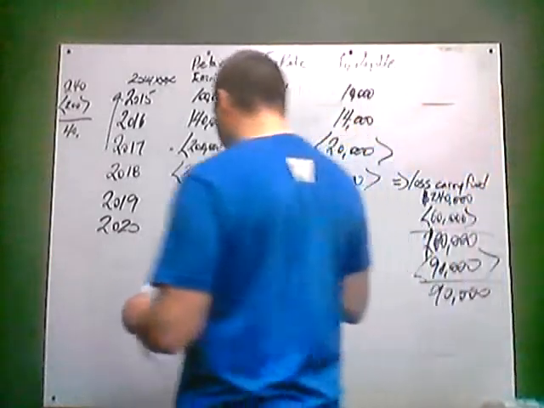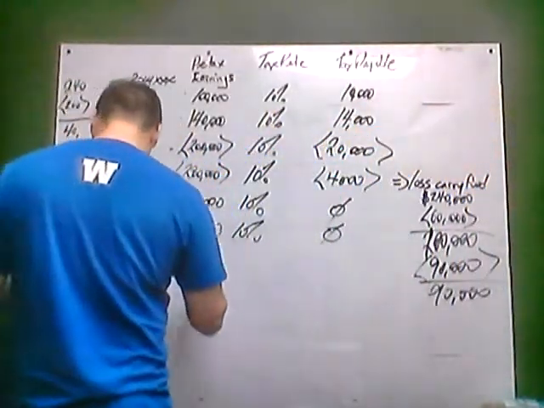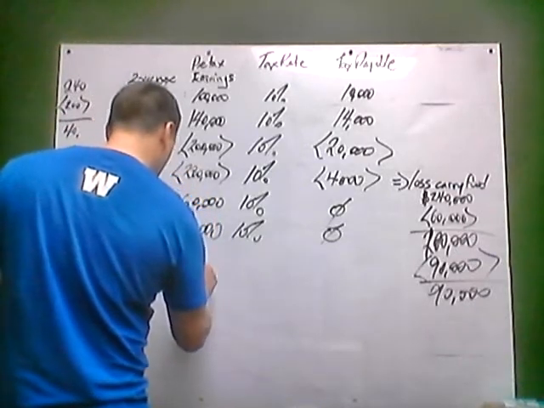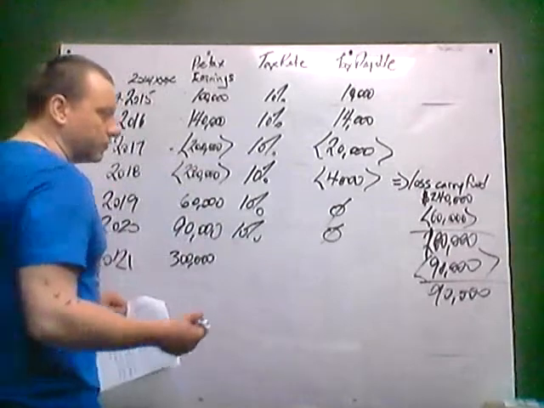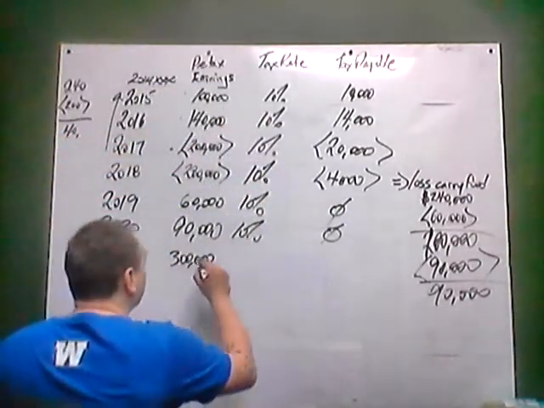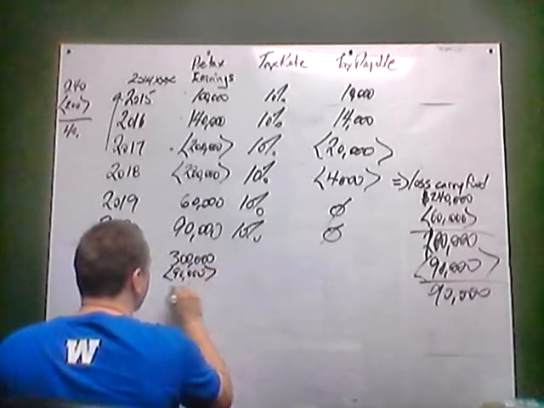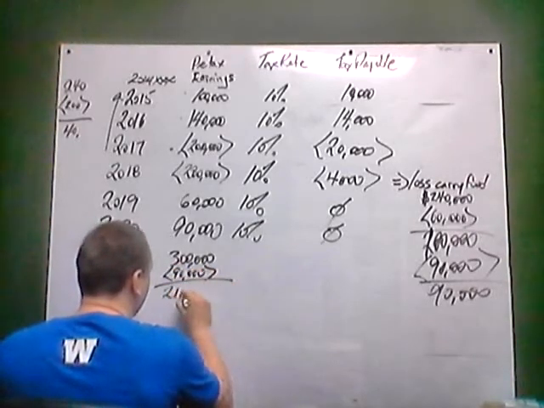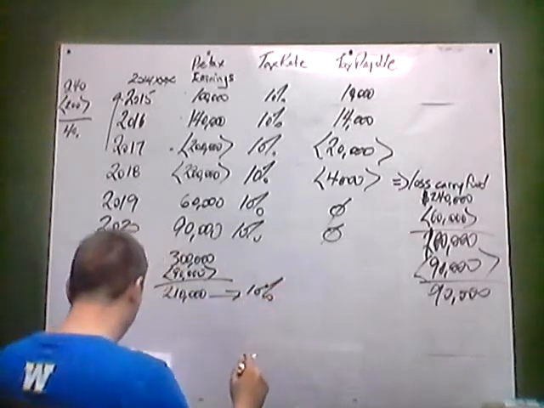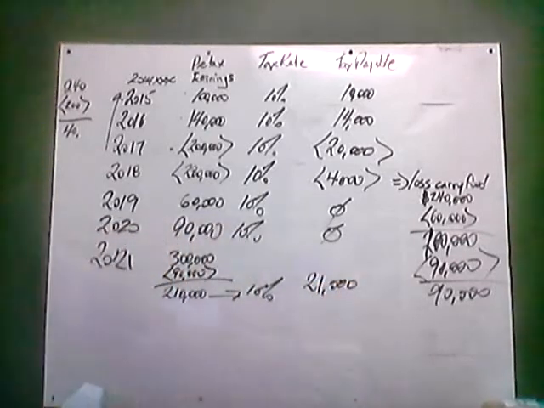Now in the last year, 2021, we have net income of 300,000. So how much tax are we going to pay? Well, we're going to use up the remaining 90. And our tax is going to be paid on 210,000. So as a result, we'll pay $21,000 tax in our final year.